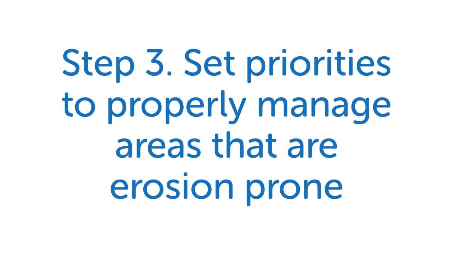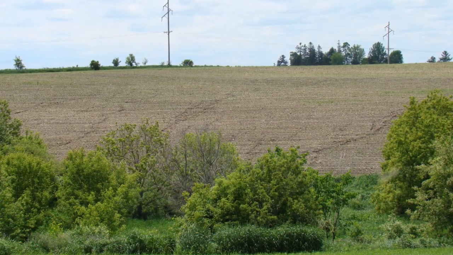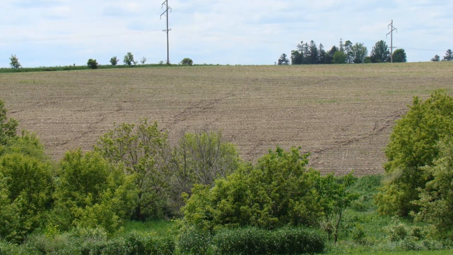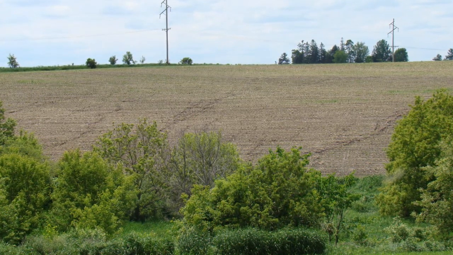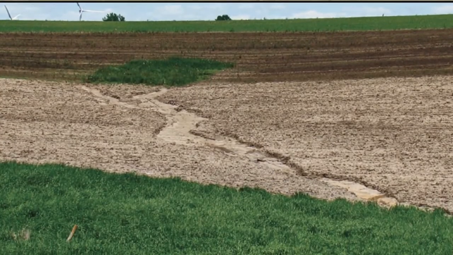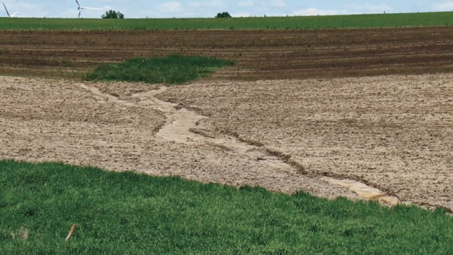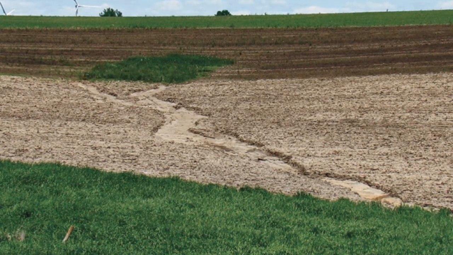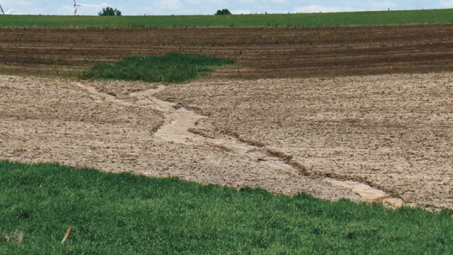Now you can set priorities to properly manage areas that are erosion prone. Signs of erosion throughout a field might mean that tillage is too intense for the landscape. If you see erosion concentrated in one area of a field, a good technique is to install or repair an existing waterway.